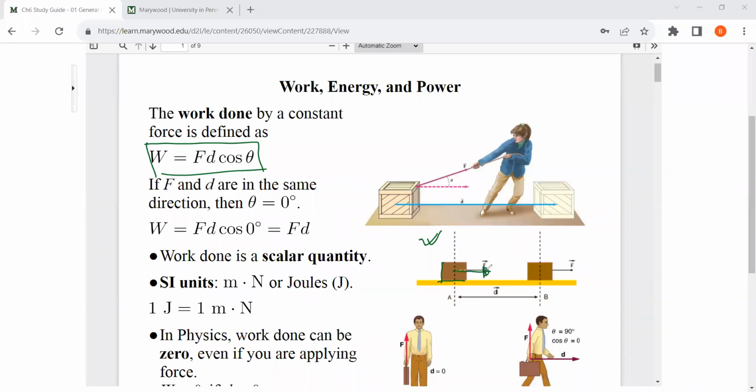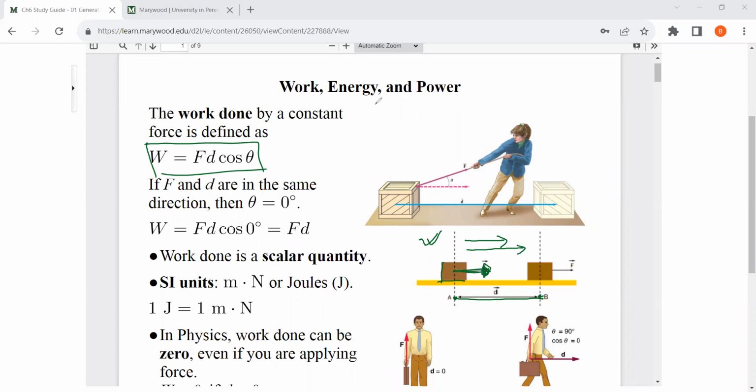By applying a force in this direction, let's say we change its position from here to here. The force is in this direction, and the displacement is in this direction. So what is the work done now?